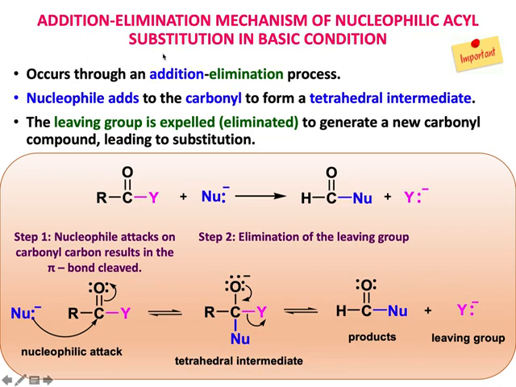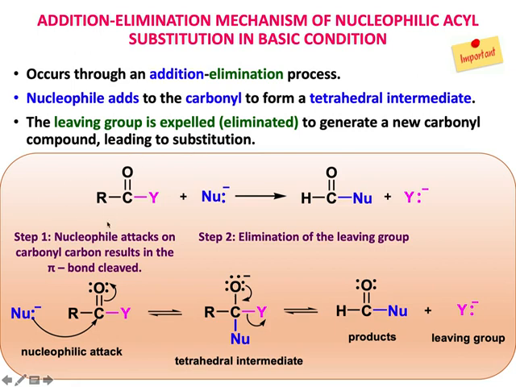So, the addition-elimination mechanism of nucleophilic acyl substitution in basic condition. Please memorize this basic rule. Addition, you add and then eliminate. The nucleophile adds on the carbonyl. This is the first step, to form a tetrahedral intermediate, and then the leaving group is expelled or detached, or removed, to generate a new carbonyl compound, so leading to substitution.